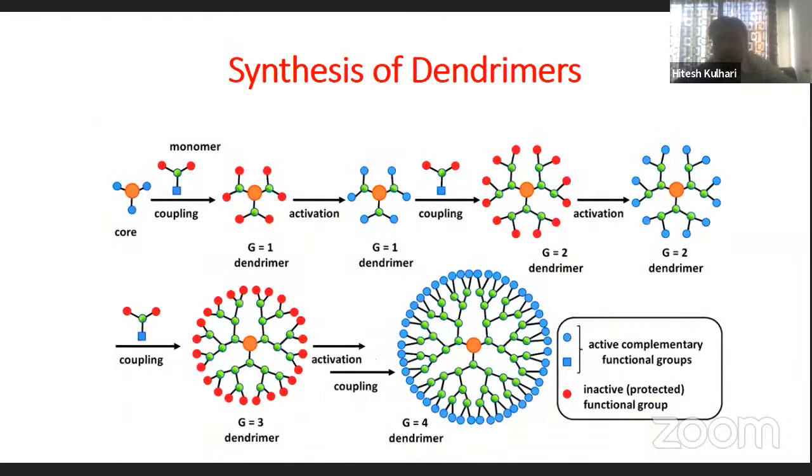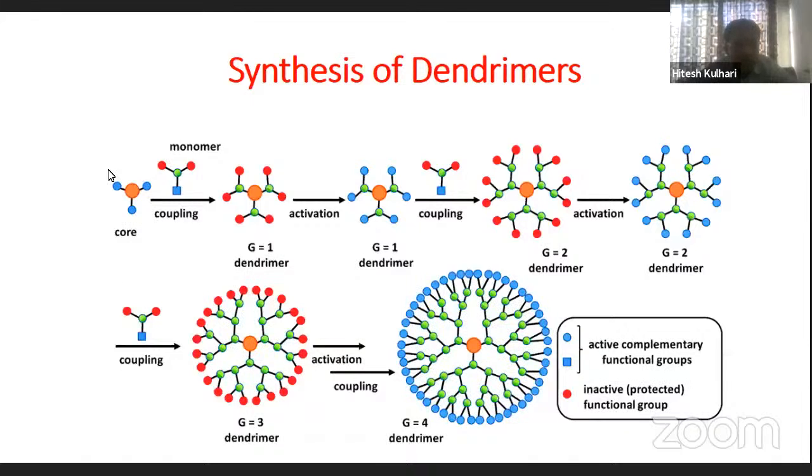Next is the synthesis of the dendrimer. How can we synthesize it? As I told you, dendrimers are 3D architectures having a central core, then different branching units, and finally the surface groups on the surface. So dendrimer is a nanomaterial. It is not a particle.